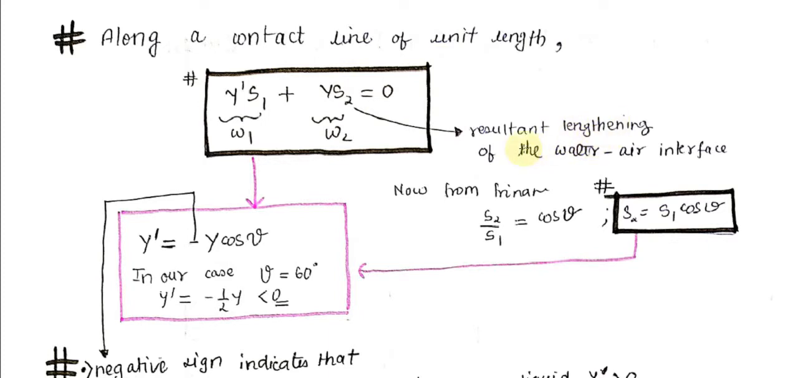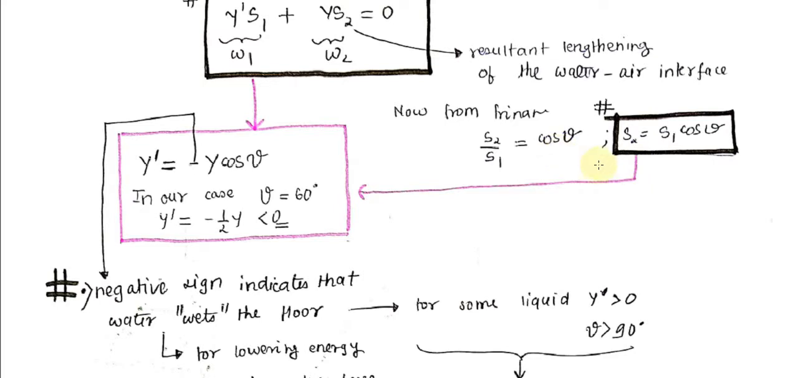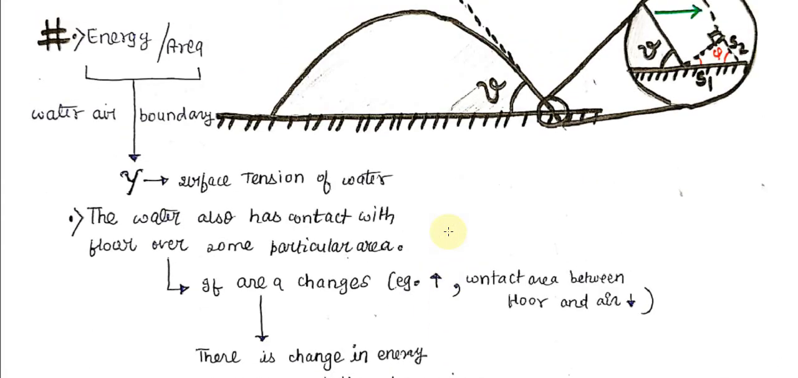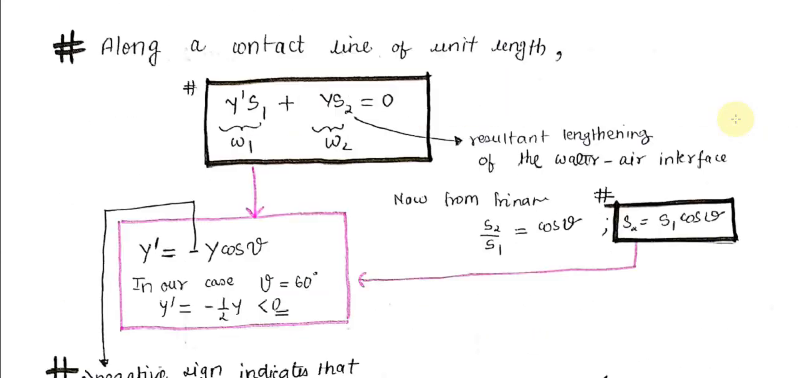So resultant lengthening, what is S2? Resultant lengthening of the water air interface. The water air interface will surely increase by some amount, and that is S2. So from geometry I can say that S2 is equal to S1 cos nu, from the figure I just told you, where we considered it as nu, here S2 and S1, all those terms just give us this relation.